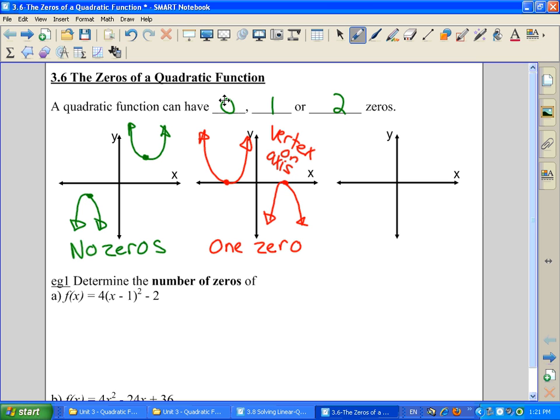And the last case, ladies and gentlemen, when we have 2 zeros, is the more common case, where our vertex is below the x-axis and it opens up, so it hits the x-axis at 2 spots, or the vertex is above the x-axis and it opens down.